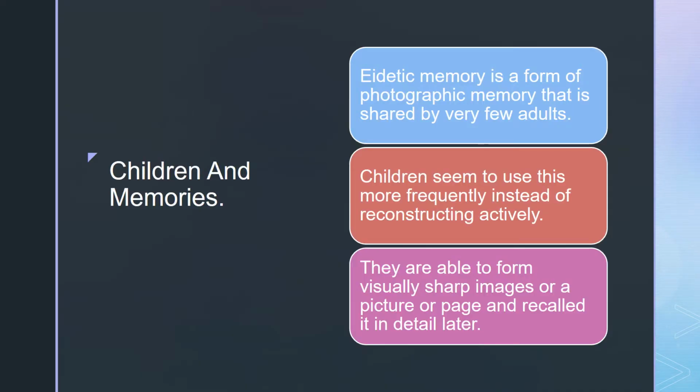So eidetic memory is a form of photographic memory that is shared by very few adults. Children seem to use this more frequently instead of reconstructing actively, so they're able to picture visually sharp images or pictures of a page and recall it in detail later, such as from a storybook or something like that.